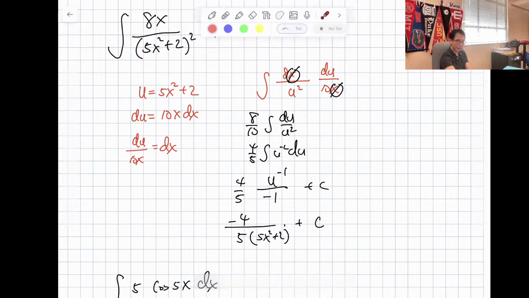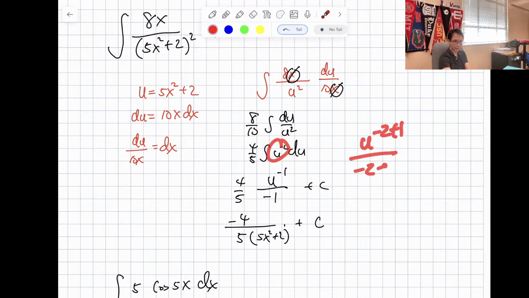I integrate the u to the negative 2, so u to the negative 2 plus 1 over negative 2 plus 1, or u to the negative 1, and this negative 1 times 4 over 5 is negative 4 over 5.